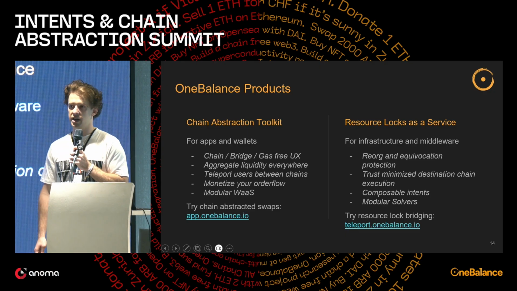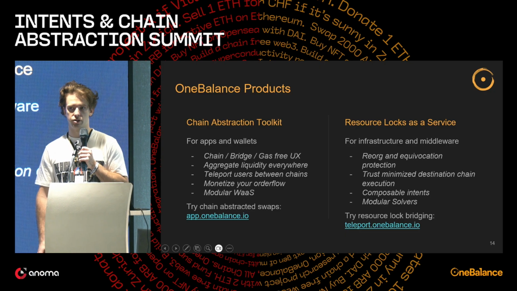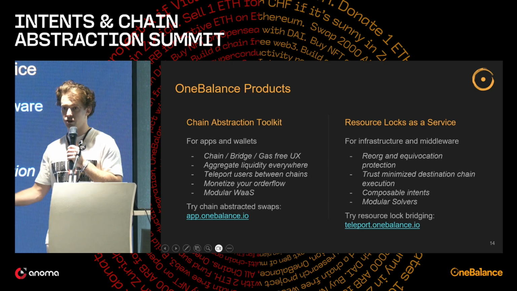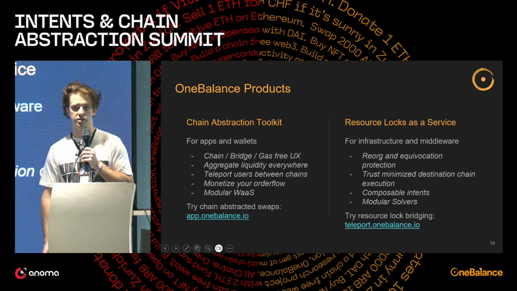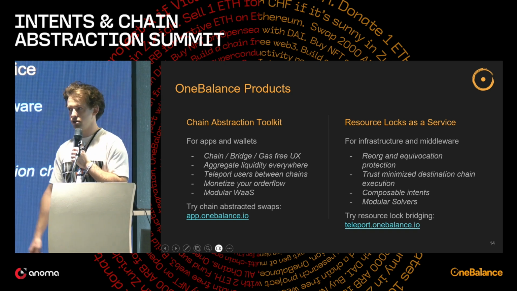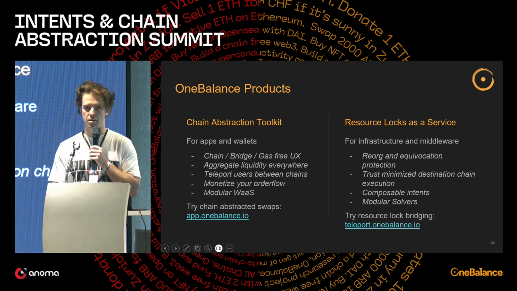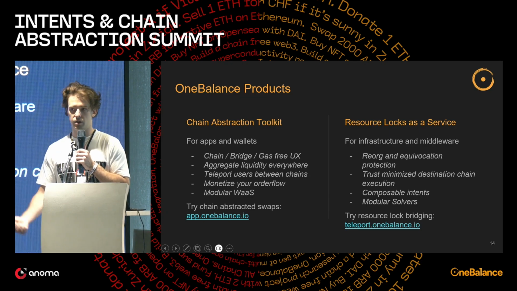The second product that we're building is resource locks as a service. So again, we're very bullish on this concept of resource locks, and we believe they can turbocharge essentially any infrastructure. And so this product is for infrastructure players and issuers to be able to introduce resource locks into their systems. And then we launched just last week an example of what a resource lock on top of a token can do, which we call Teleport.